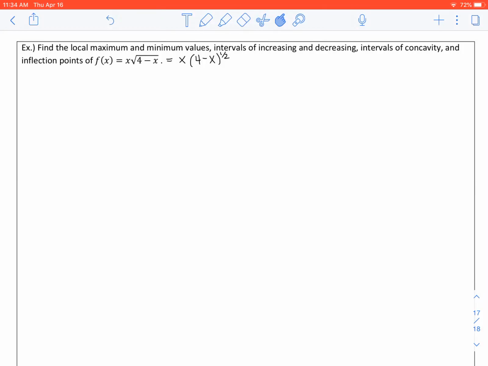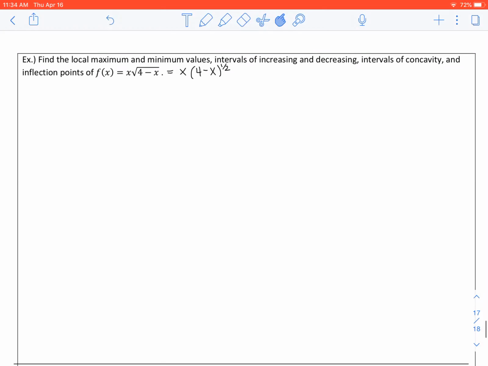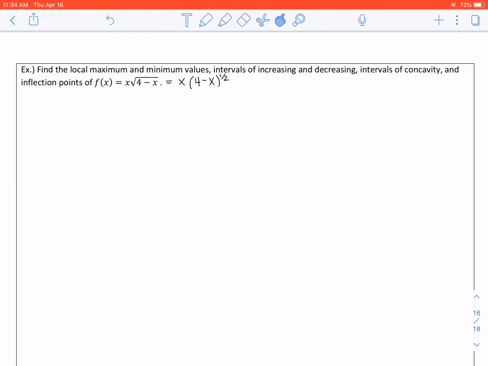This is section 4.3 at the top of page 17. The example says find the local maximums and minimum values, the intervals of increasing and decreasing, the intervals of concavity, and inflection points of our function. And I rewrote the function with an exponent rather than with a root. And the first thing is, what is the domain of our function?